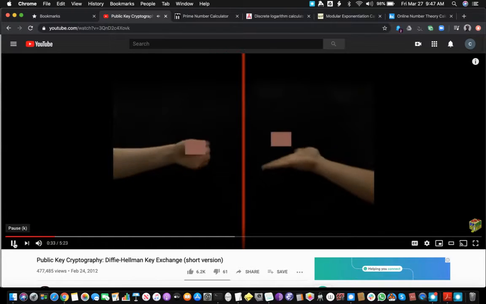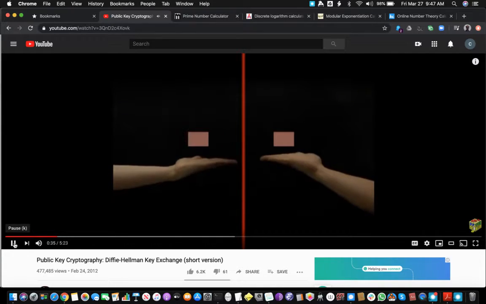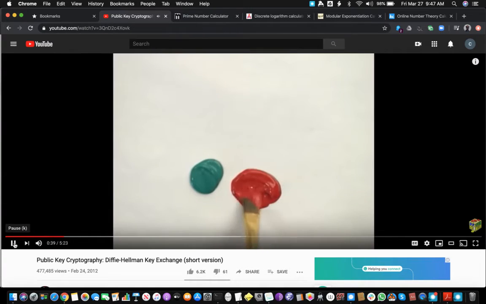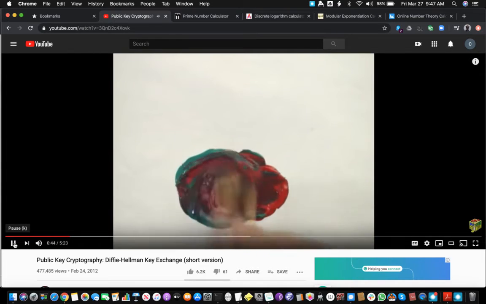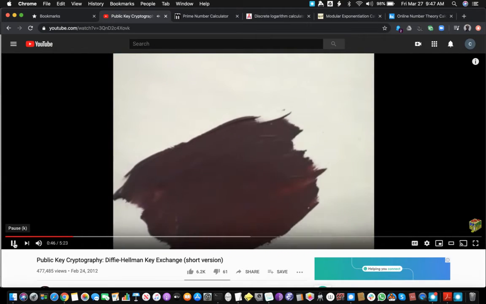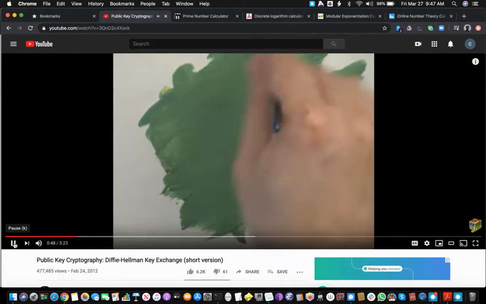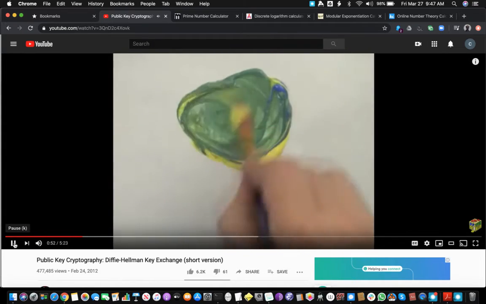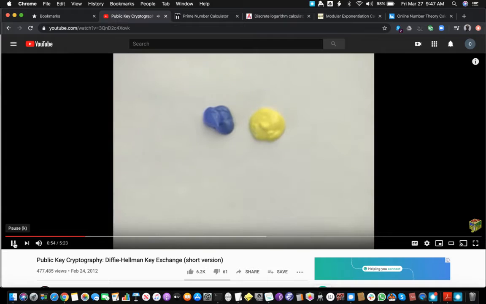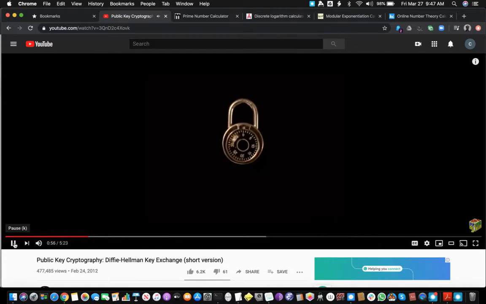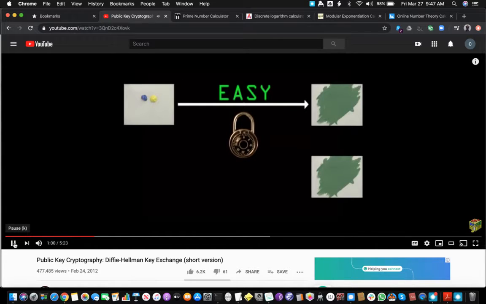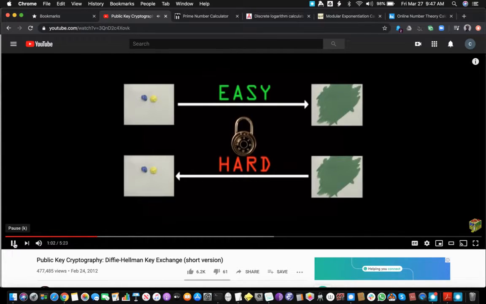So, how could Alice and Bob agree on a secret color without Eve finding it out? The trick is based on two facts. One, it's easy to mix two colors together to make a third color. And two, given a mixed color, it's hard to reverse it in order to find the exact original colors. This is the basis for a lock, easy in one direction, hard in the reverse direction. This is known as a one-way function.